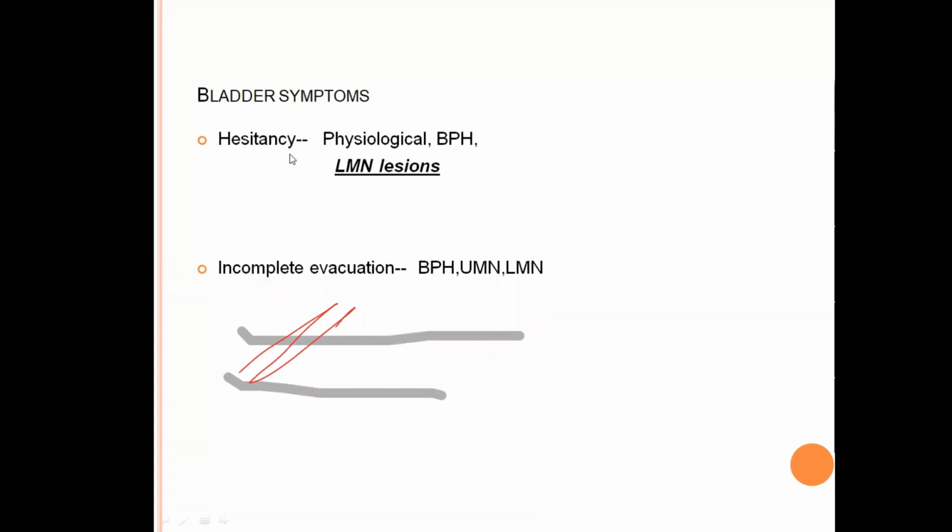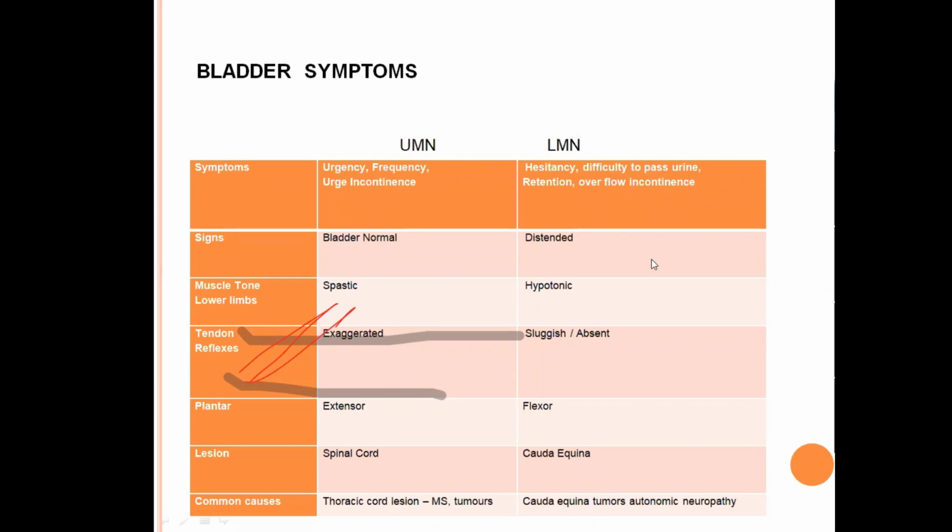Incomplete evacuation and hesitancy can also occur physiologically with anxiety or prostatic hypertrophy. Now, how do we differentiate a bladder of UMN type and a bladder of the LMN type? In UMN, as I already told you, there are urgency, frequency, and urge incontinence. And the symptoms here are hesitancy, difficulty to pass urine, retention, and there may be overflow incontinence.